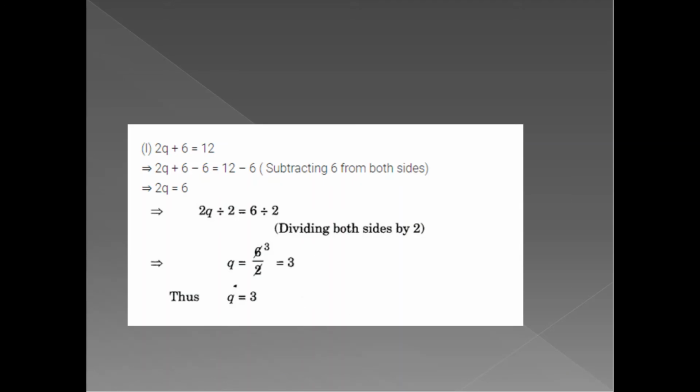Moving to last part, that is L part, 2q plus 6 is equal to 12. So 2q plus 6 minus 6 is equal to 12 minus 6. Subtracting 6 from both the sides, 2q is equal to 6 and 2q divided by 2, 6 divided by 2 is q is equal to 6 by 2 is 3. Answer of q is 3. So that's all with this exercise.